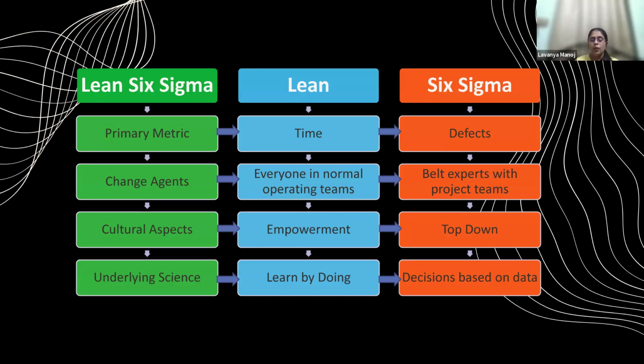Then Lean instructs by learning by doing. When you start doing things, you slowly learn how to do it perfectly, how to minimize and reduce the waste and everything. And Six Sigma decisions are based on the data. So combine everything, and there comes the underlying sense.